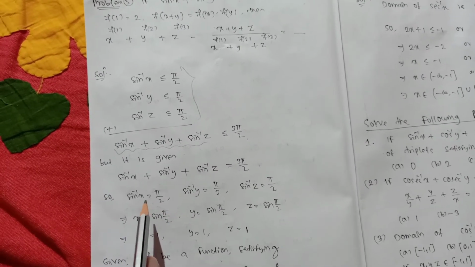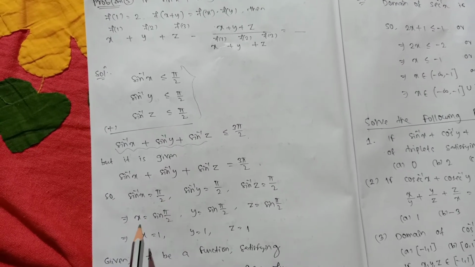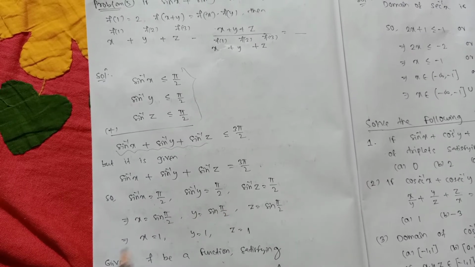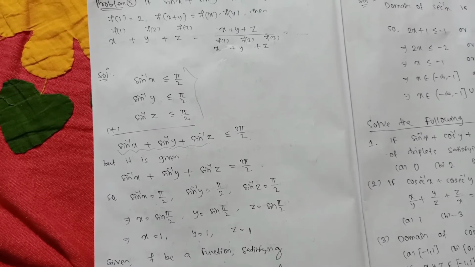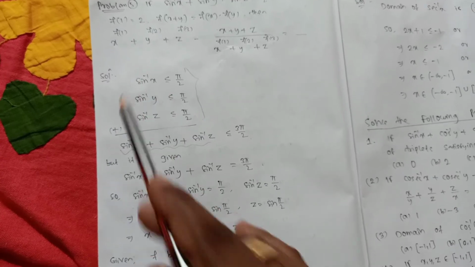So what do you get? Bring the sin inverse to this side, we get x is equal to sin of pi by 2. Similarly y is equal to sin of pi by 2, z is equal to sin of pi by 2. So what do you get? x is equal to 1, y is equal to 1, and z is equal to 1.